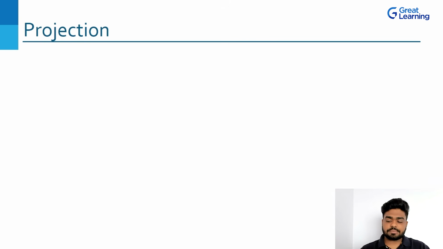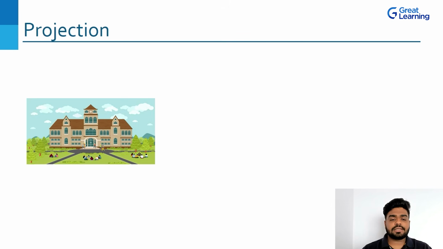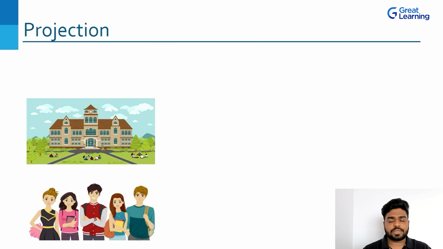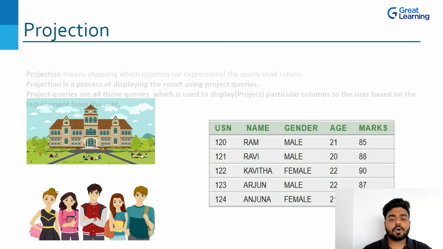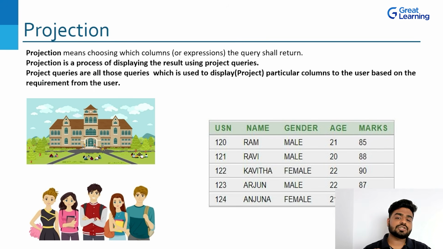Projection. Now projection is something when you want to project something, right? Let's say that you have a college and you have a group of students, right? Now if I want to save data of all the students, which will appear something like this, right? We have USN, name, gender, age, and marks, correct? Now projection is nothing but choosing which column or expression the query shall return. Now suppose that when we want to only present name, age, that's all from one table. Let's say that we have a student table and we want only name and age to be projected. That is what is displaying the result, right?